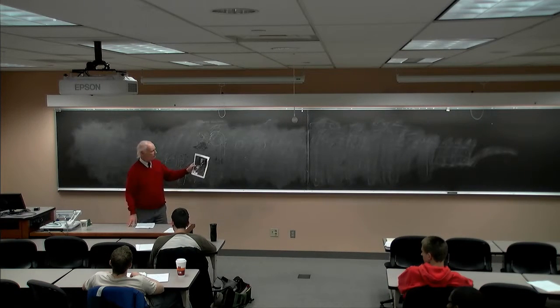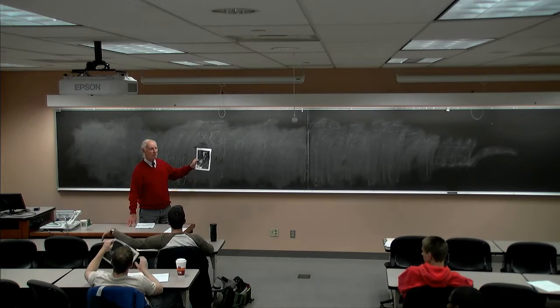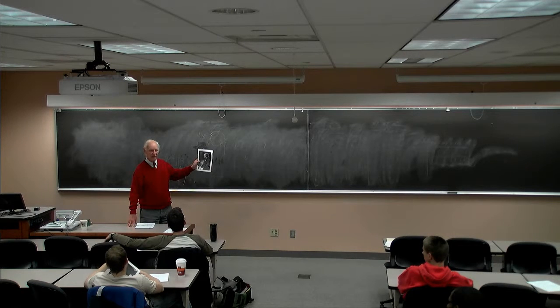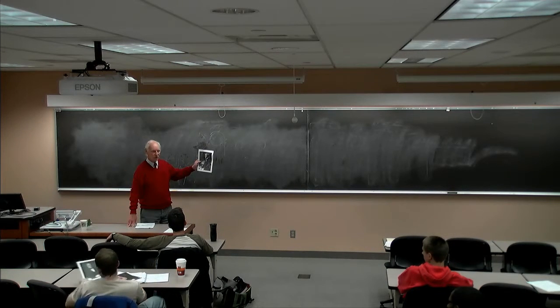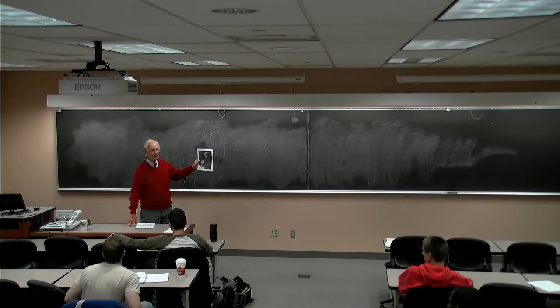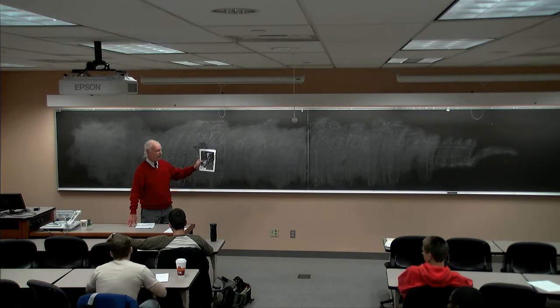Then the second one, this is James Clerk Maxwell. It's spelled C-L-E-R-K. That's the way it's spelled, James Clerk. But the British don't say that. They say Clark, James Clerk Maxwell.